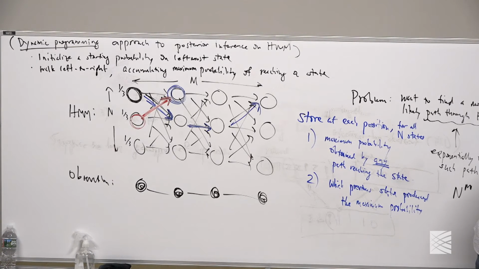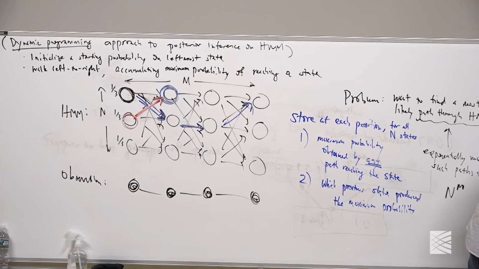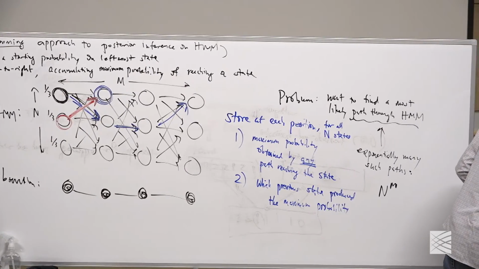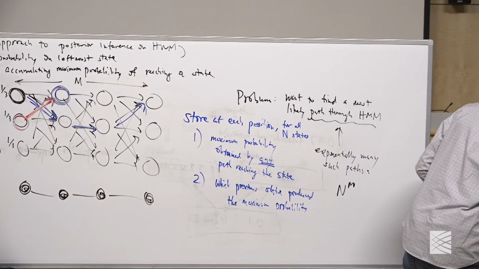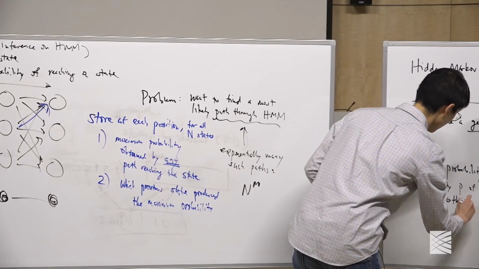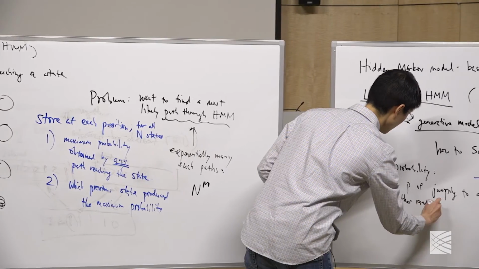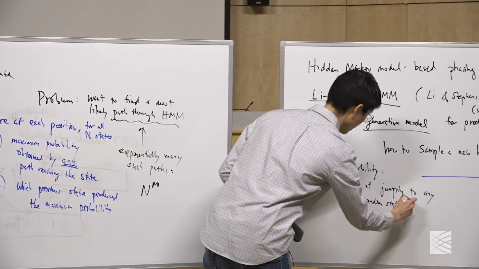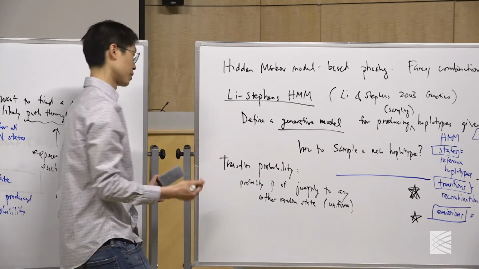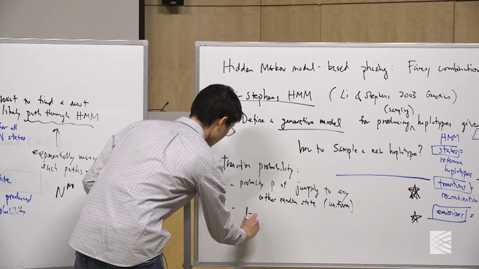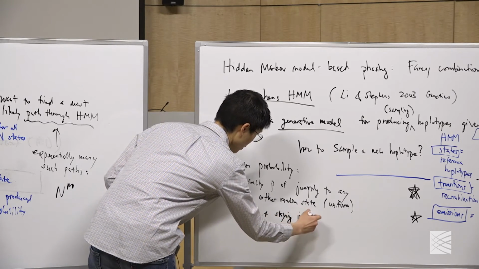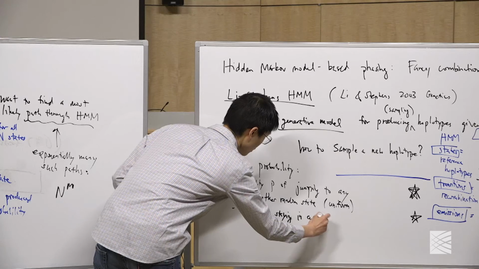So we have a probability P of jumping to any other random state. And typically, we just make this uniform across the other random states, and then a probability 1 minus P of staying in the current state.